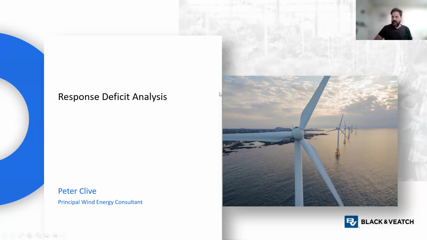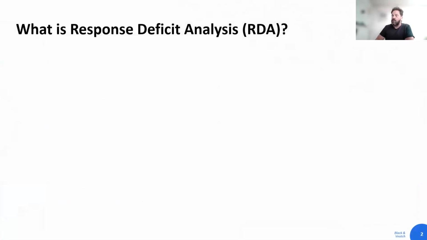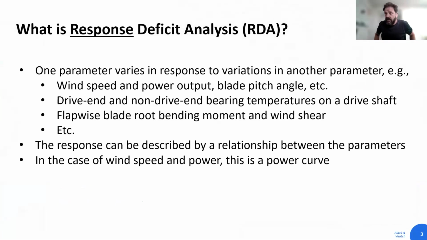The first half is really what is response deficit analysis. We'll take it one word at a time. Response: by response here, we mean the way in which one parameter will vary in response to variations in another parameter. That could be, for example, power output varying in response to variations in wind speed. Or you could think of the relationship between wind speed and blade pitch, or the way that the drive end and non-drive end bearing temperatures on a drive shaft vary in relation to each other.